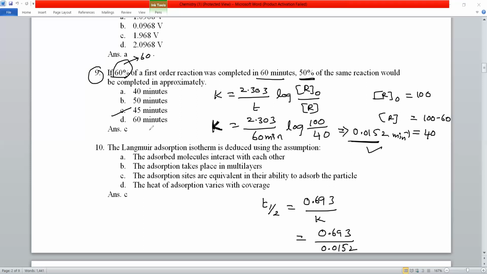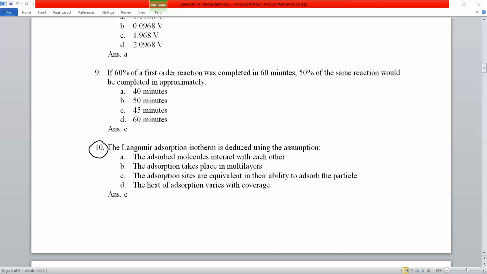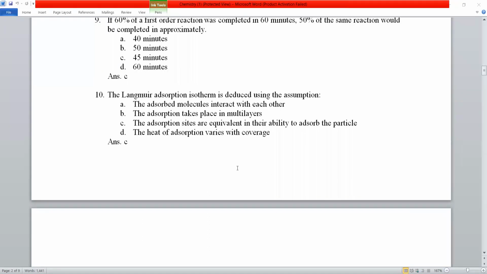Okay. Next, question number 10. This is a direct question, students. Statement: the Langmuir adsorption isotherm is deduced using the assumption that the adsorption sites are equivalent in their ability to adsorb the particle. So this is the correct statement, students. Next, question number 11 we can go.